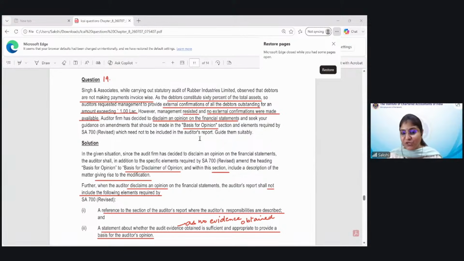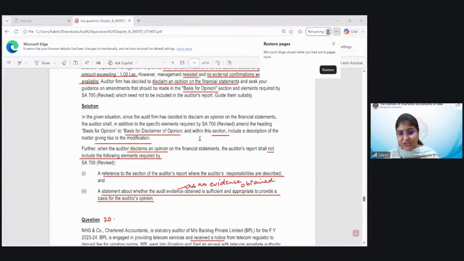So in the given situation, since the audit firm has decided to disclaim an opinion on the financial statement, when do you give a disclaimer? When you are unable to obtain sufficient and appropriate audit evidence, but you think that such misstatement would have the effect of being material and pervasive. Very good, very good, very good, Jaspreet. Your revision is going perfect. Very good. I'm happy.